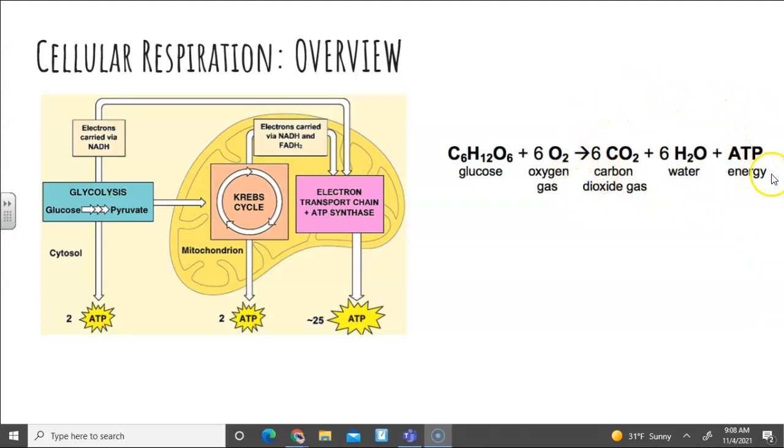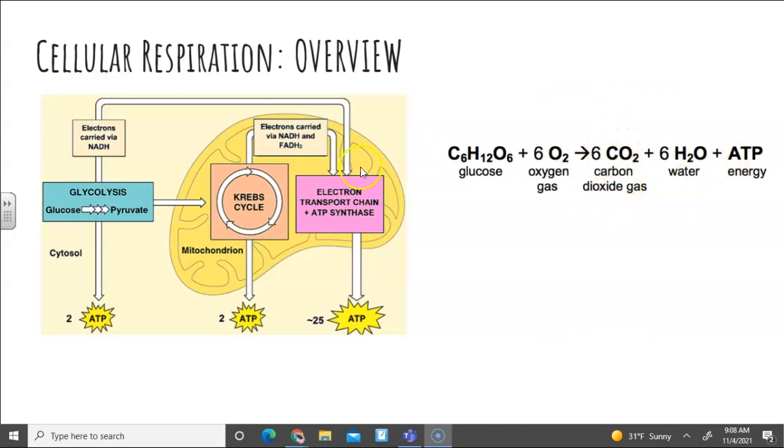The whole point of this thing is to make ATP. All right, we make 2 in glycolysis. Remember, we actually make 4, but we only gain 2. In the Krebs cycle, we make 2, and in the electron transport chain, we make 32 or 34, for a total of somewhere between 36 and 38, depending on what textbook you're using and stuff. So the other outputs are carbon dioxide and water.